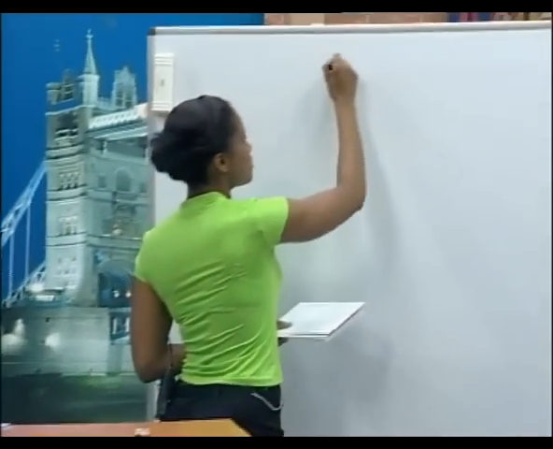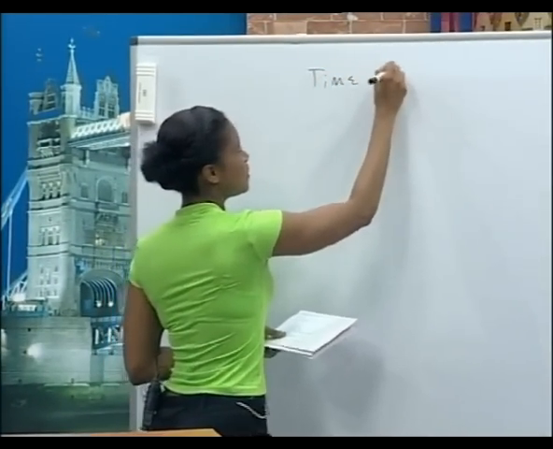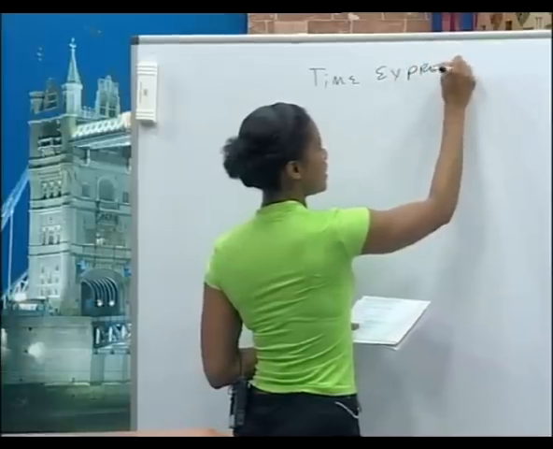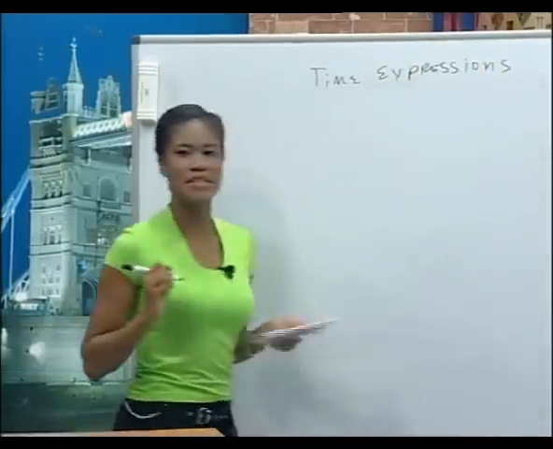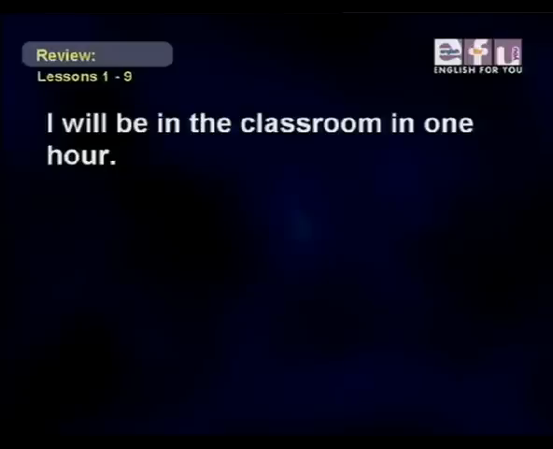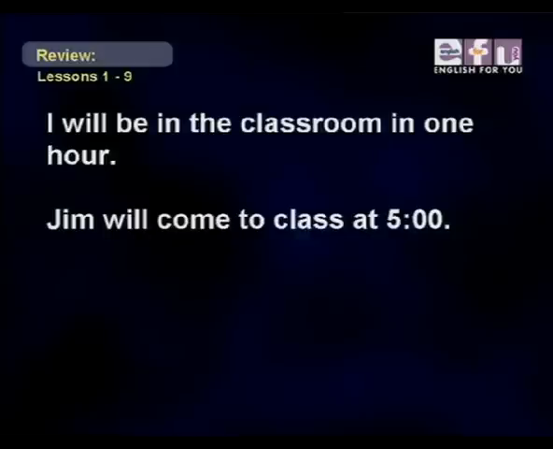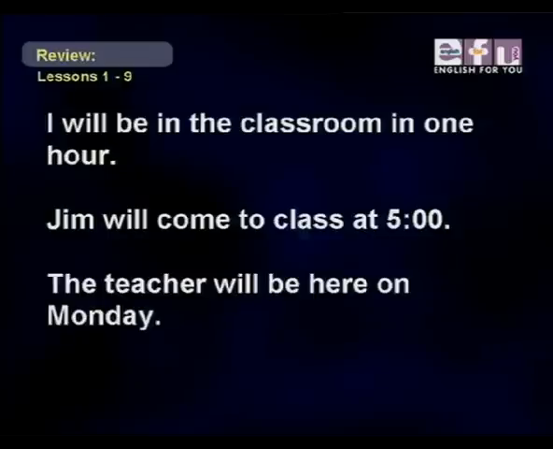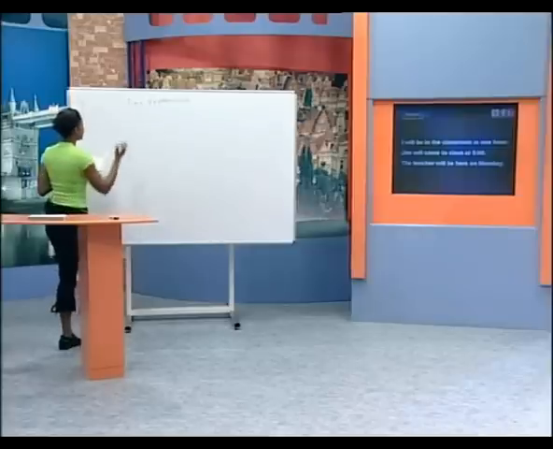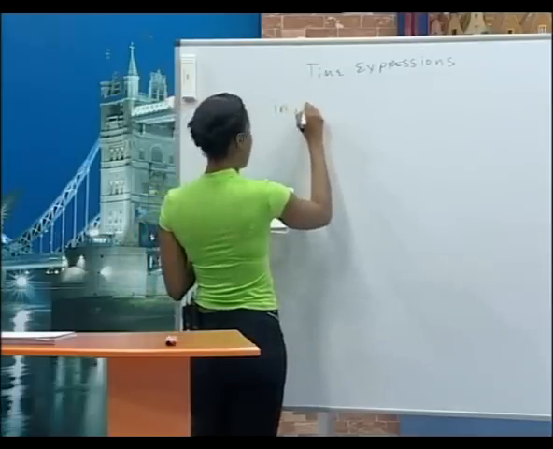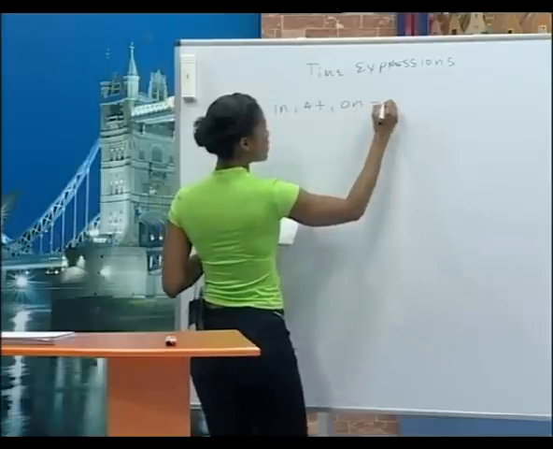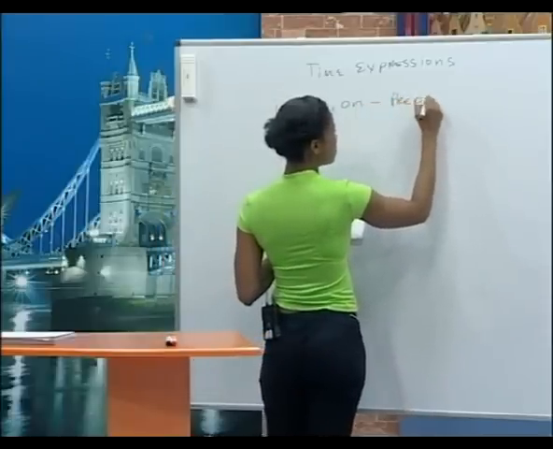Let's begin with a review of time expressions. How exciting. Let's look at some examples. I will be in the classroom in 1 hour. Jim will come to class at 5 o'clock. The teacher will be here on Monday. So we can use in, at, and on as prepositions of time.